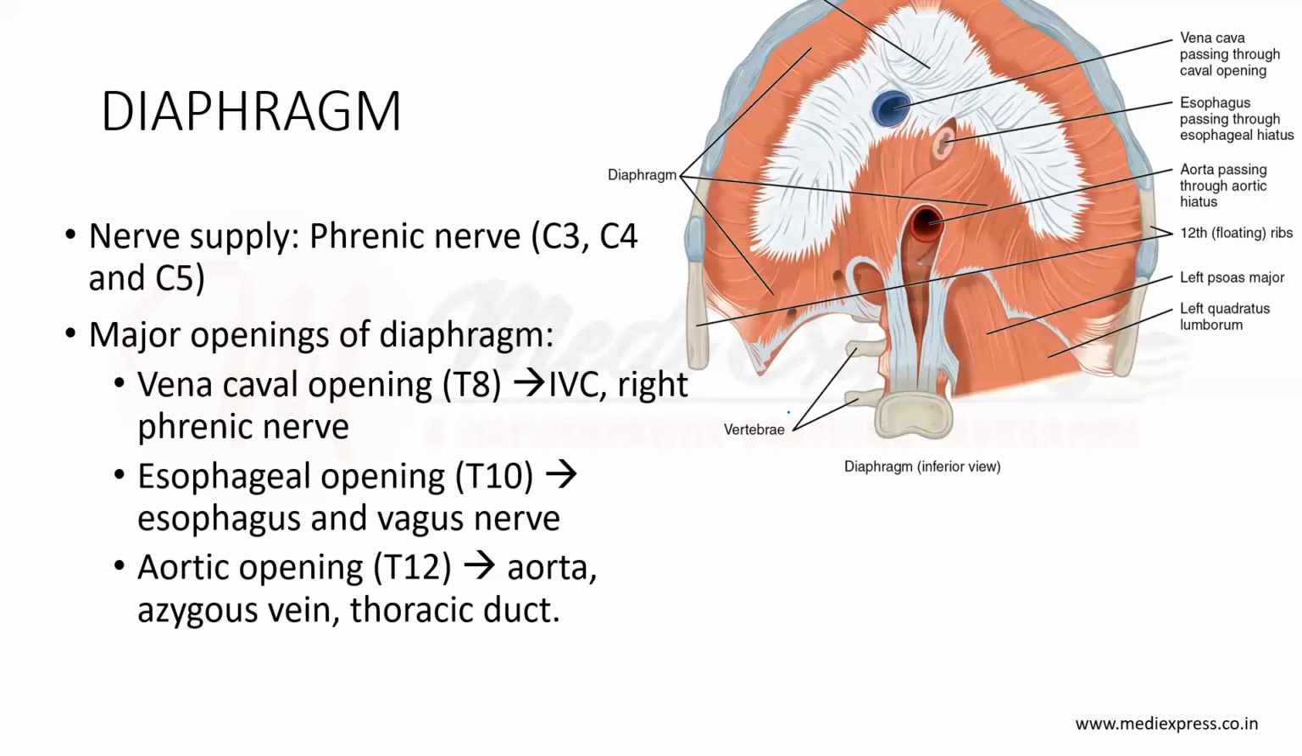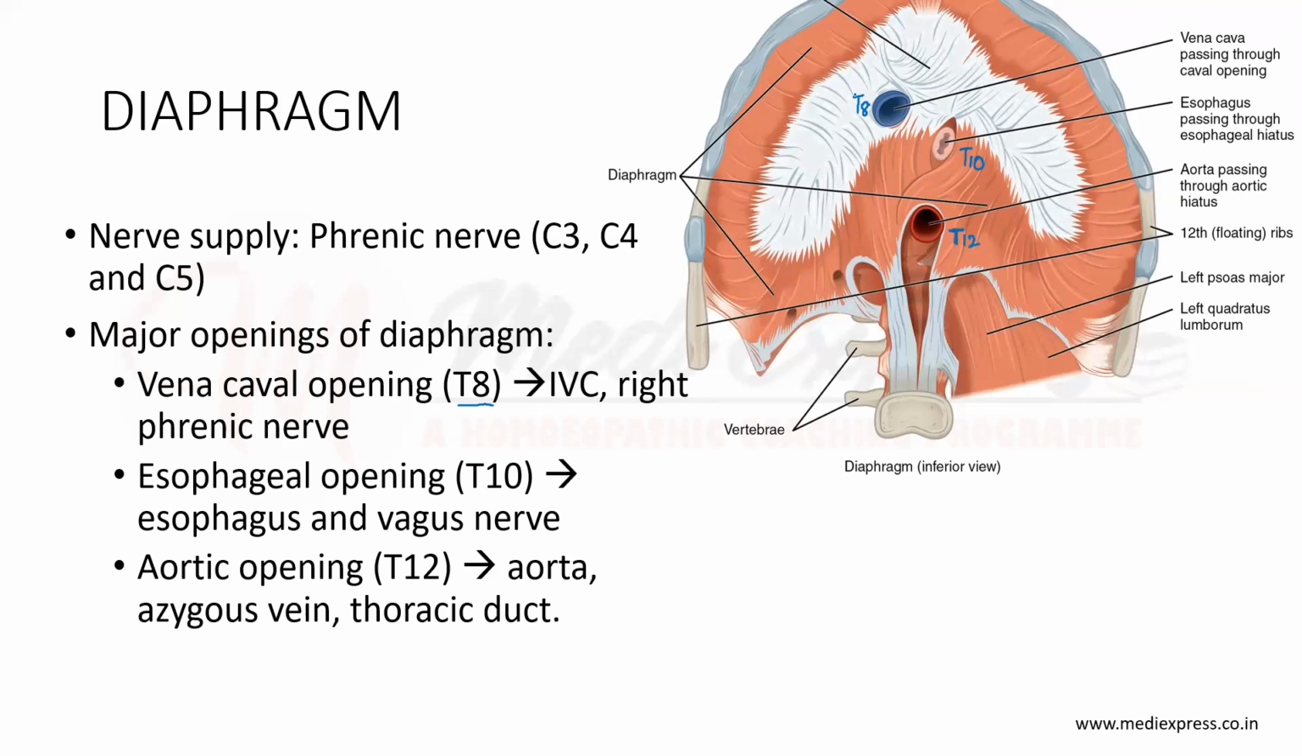Now next, coming to the diaphragm. A little detail about the diaphragm. The nerve supply of the diaphragm is the phrenic nerve, with a root value of C3, C4, and C5. Now the major openings. This is the one which has been asked repeatedly. There is the vena cava opening at the T8 level. Then we have the esophageal opening at the level of T10. And finally, we have the aortic opening at T12.